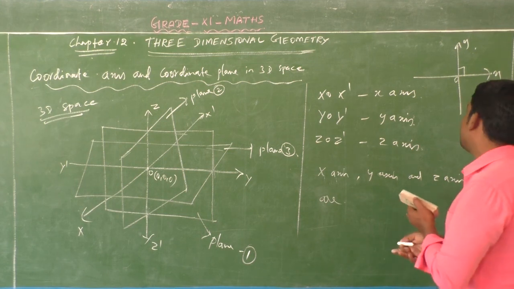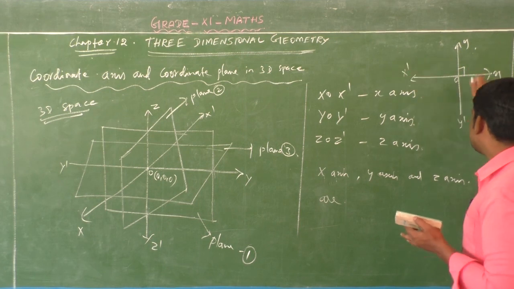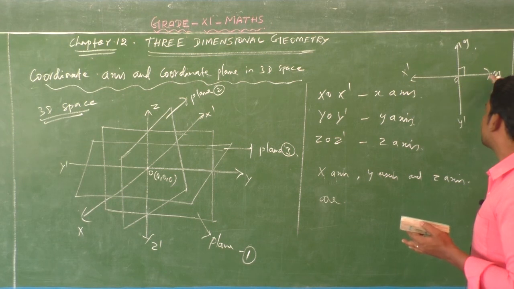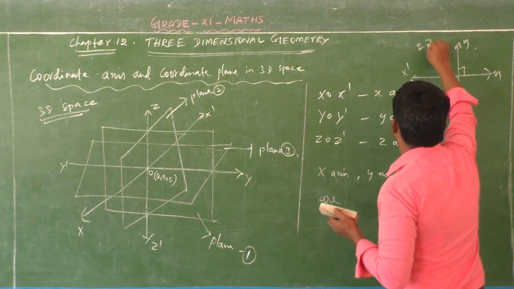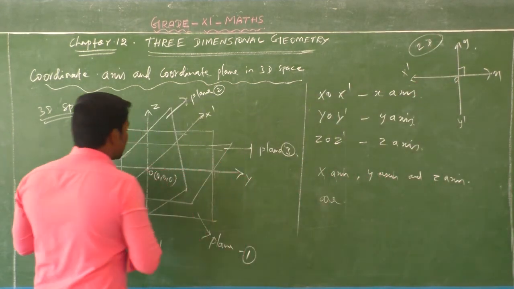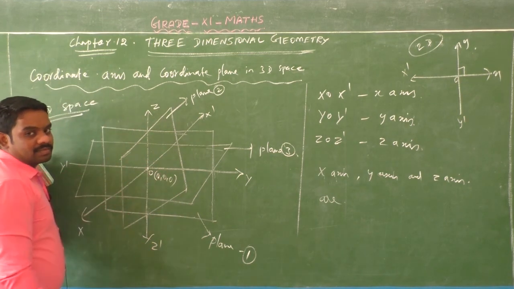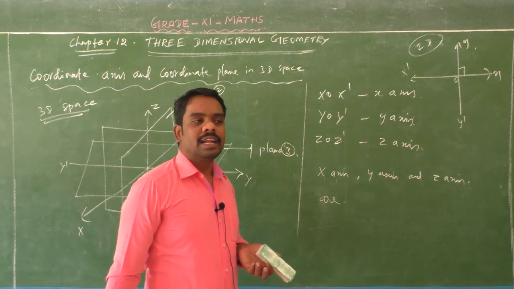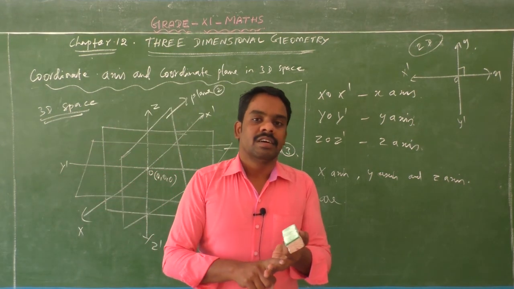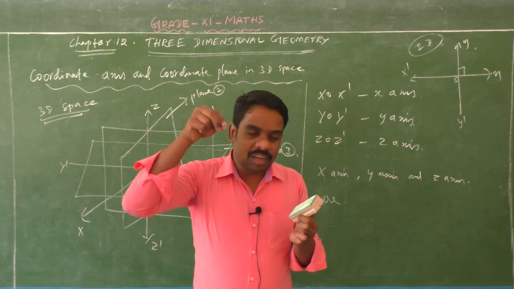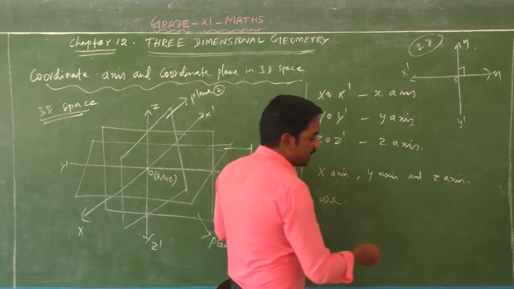That means YO, Y dash is perpendicular to XO, X dash. This is two-dimensional space. Similarly here, XO, X dash, YO, Y dash and ZO, Z dash. So the three axes, X axis, Y axis and Z axis, all intersect at the origin O, and the three axes are perpendicular to each other.